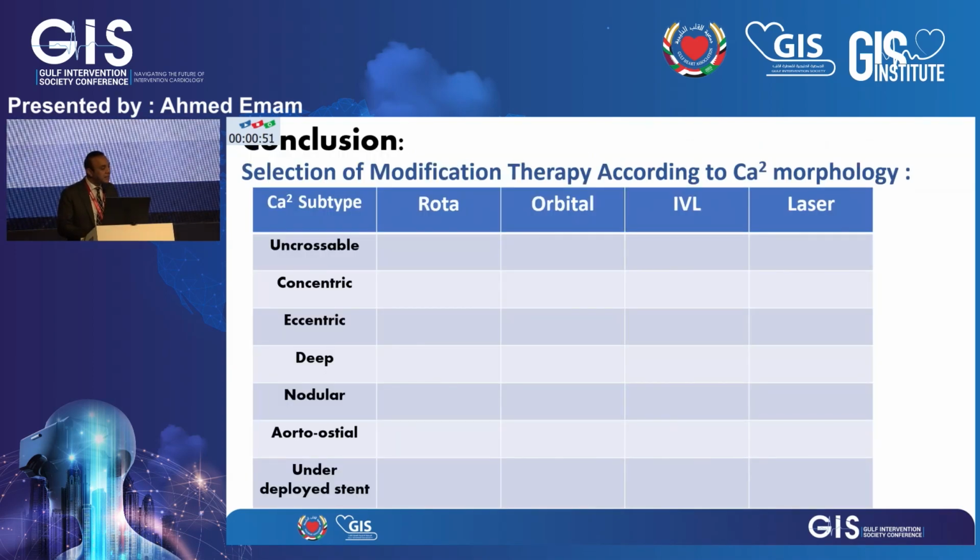So last slide, conclusion: how we select our modification therapy between rota, orbital, IVL, and laser. For uncrossable lesion, we can go ahead with rota and orbital, both are an option. For concentric calcification, rota, orbital, IVL, an option. Eccentric and deep, it's IVL. Nodular calcification, you can go for orbital for its specific mechanism of action, IVL also an option. Aorto-ostial lesion, orbital is the best option. For underexpanded stent, IVL is the first option, still an off-label indication, and laser also can be used with contrast injection.